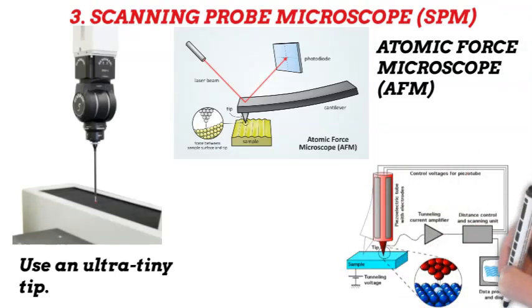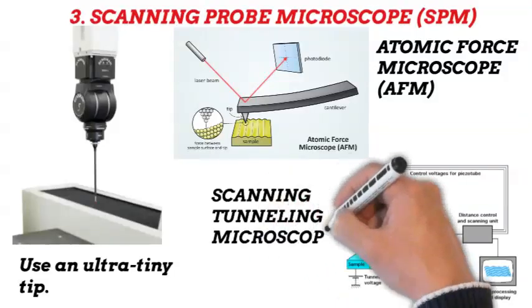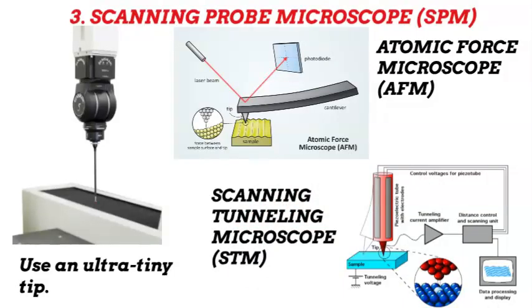Scanning tunneling microscope, STM, which works differently. It doesn't touch the surface. It brings a metal tip extremely close, almost touching. Tiny electrons jump across the gap. By measuring those tiny jumps, it can map individual atoms.